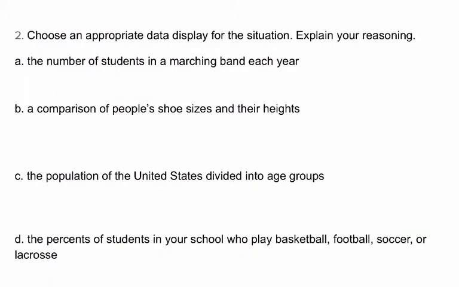All right, so now we've got to think about what are the appropriate displays for each of these situations. The number of students in a marching band each year. Again, that's happening over time, so maybe we would want to use a line graph for that. Or I could see your argument for wanting to have a bar graph and saying that is the category, the year that you're talking about.